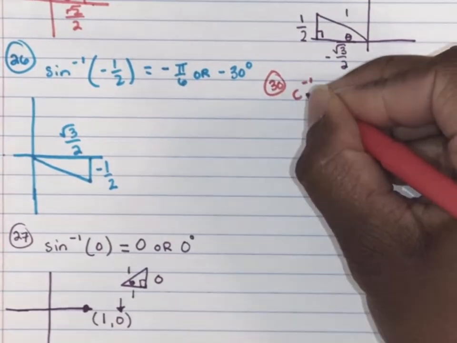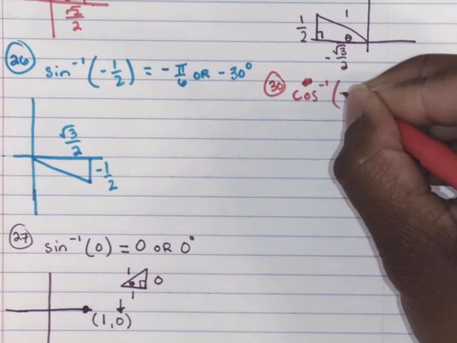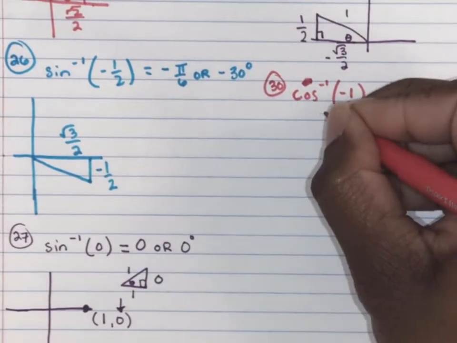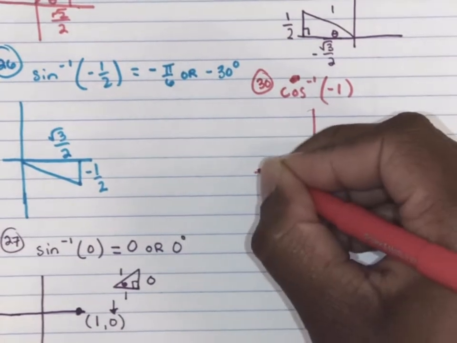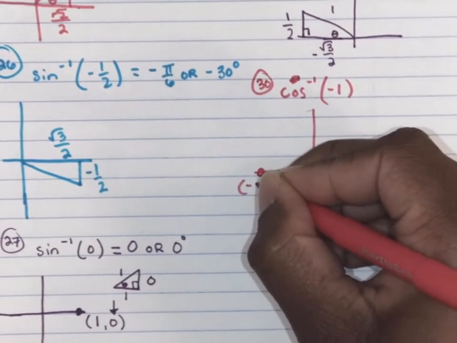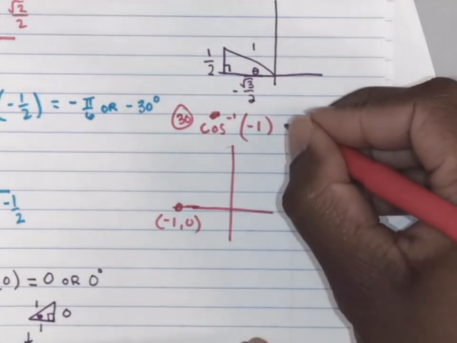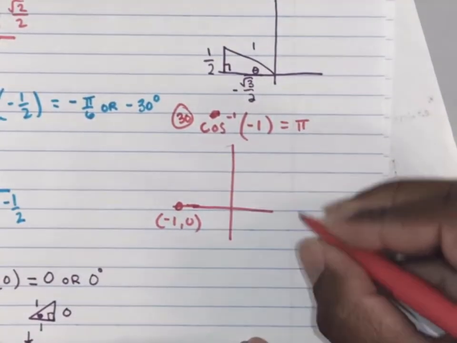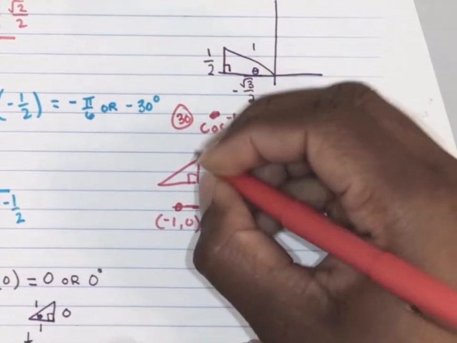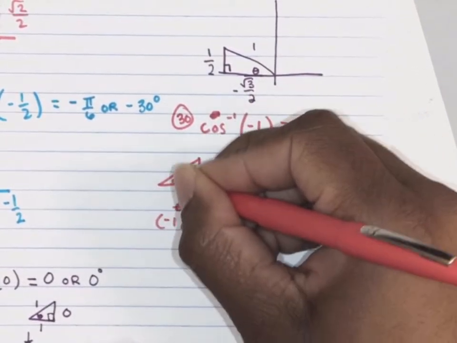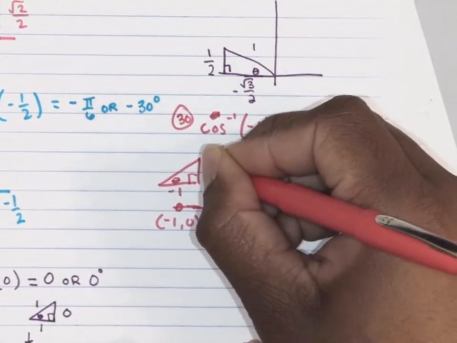Cosine inverse when you get out negative 1. That happens over here where the coordinates are negative 1, 0. So this would be pi. If I were to draw a fake triangle, x, theta, negative 1, 0, 1.